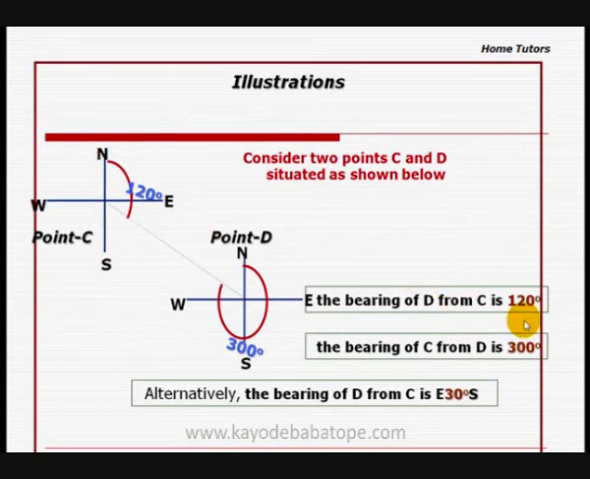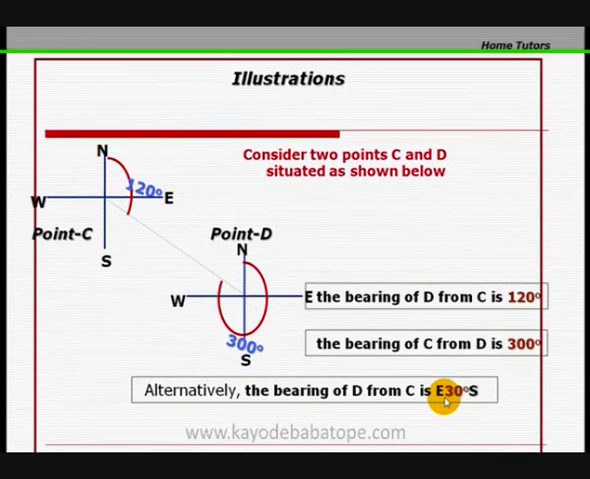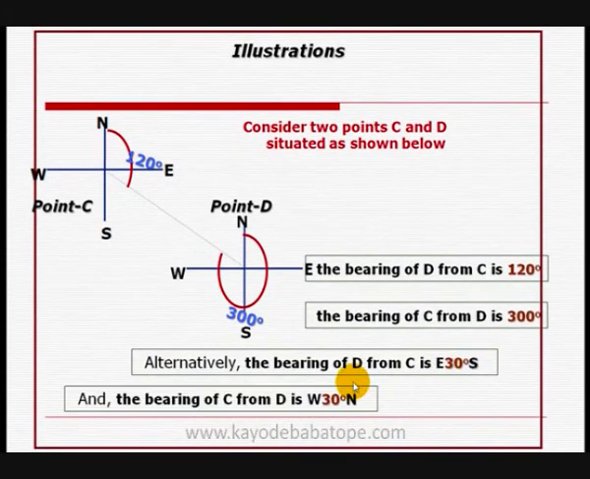So the bearing of 120 degrees is also equivalent to this bearing of east 30 degrees south. Also, the bearing of C from D, that is, the bearing of C starting from D, which is 300 degrees, we can quote it in terms of compass bearings as: beginning from the west, move 30 degrees north. That is, west 30 degrees north. How did we get the 30 degrees?